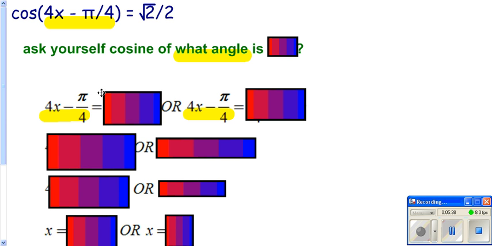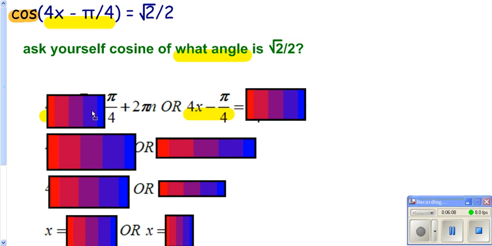You always want to start off by getting your trig function on one side by itself. And you'll notice that here we have our trig function of cosine on one side by itself. There's nothing added or subtracted or multiplied to the cosine itself. Yes, we have an angle, but that's okay. So we get our cosine on one side by itself, which it is, and then you ask yourself, okay, what angle, when I take the cosine, do I get a root 2 over 2? Well, when you ask yourself that, you should say, well, I'm going to get a pi over 4.